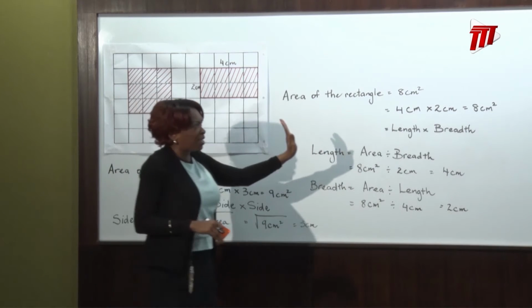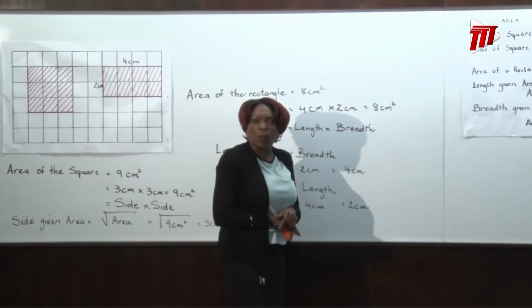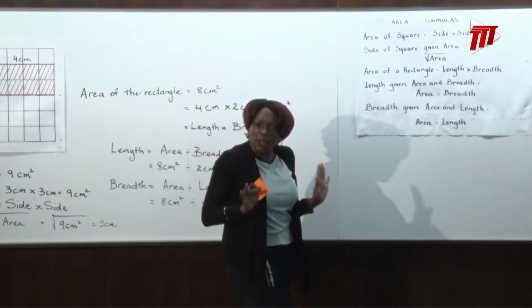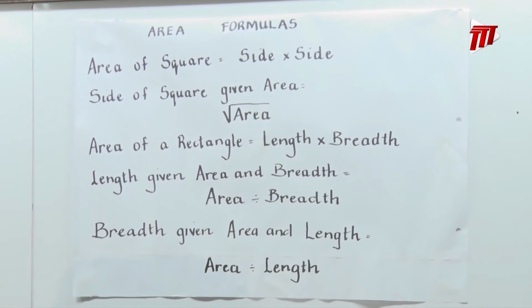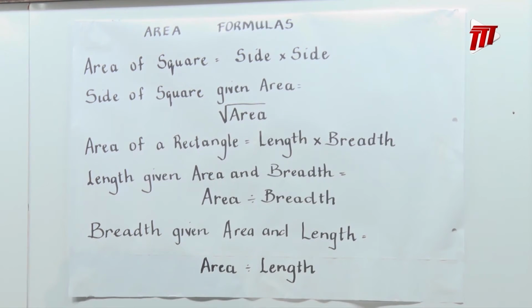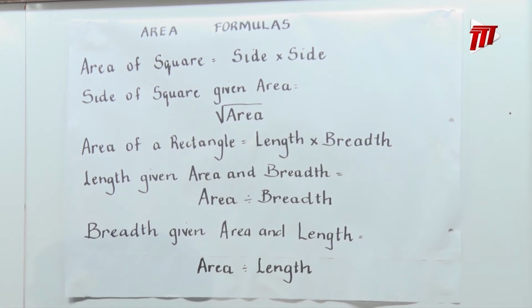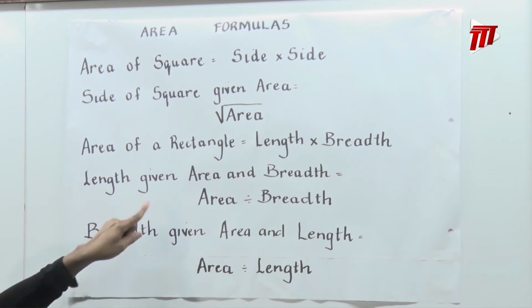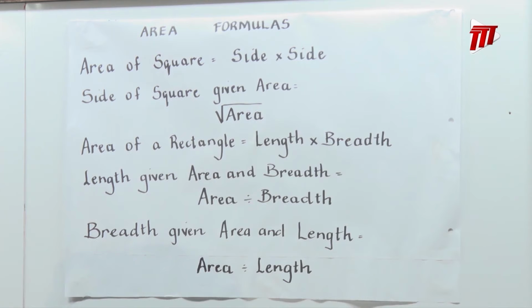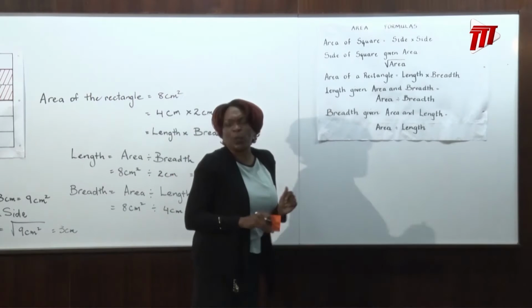So let's go across to the chart here now. I have put everything together for you now. All right, so let's go. So you're looking at our area formulas, all right? So the area of a square is equal to side by side. The side of a square given area, the square root of area. The area of a rectangle is equal to what? Length multiplied by breadth. The length given area and breadth will be area divided by breadth. And the breadth given area and length is equal to what? Area divided by length. I know you have it clean, you know.